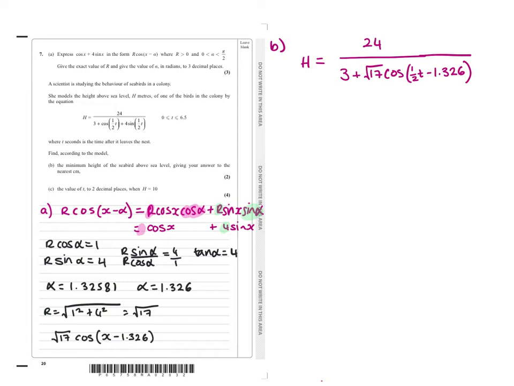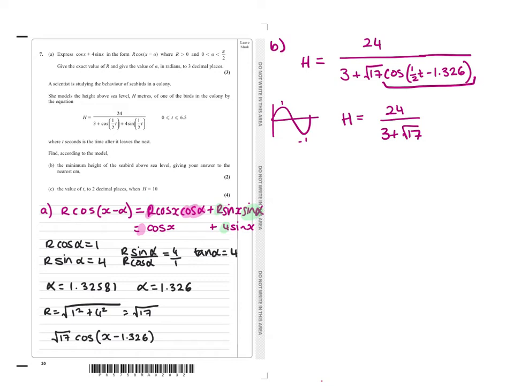So to find the minimum height, we have a fraction here, so we want the biggest denominator, essentially. We know that the cos graph has a maximum at 1 and a minimum at -1. So we're going to take the maximum of 1. To find the minimum height, we're going to have our value divided by 3 plus root 17 times 1, which is root 17. That's going to give me the answer to the nearest centimetre.